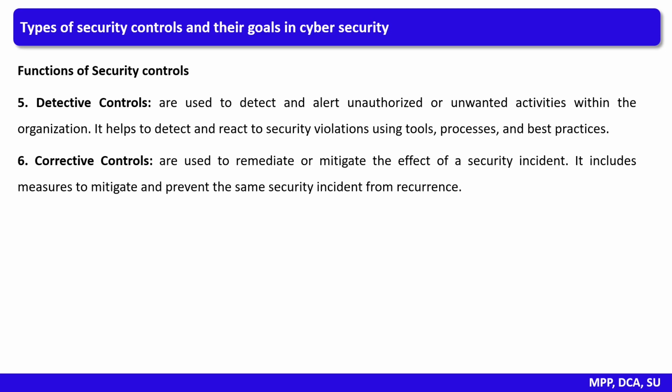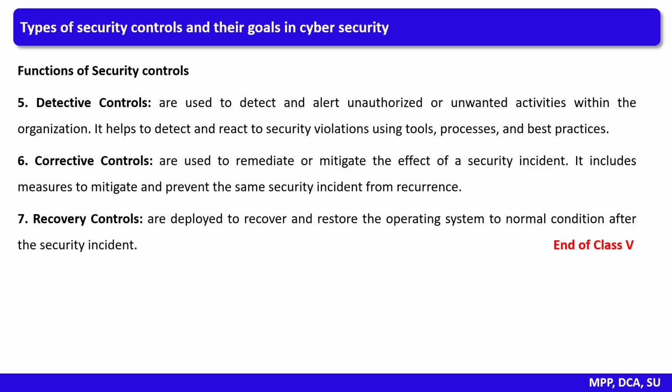Corrective controls. Corrective controls are used to remediate or mitigate the effect of a security incident. They include measures to mitigate and prevent the same security incident from reoccurring. Recovery controls. Recovery controls are deployed to recover and restore the operating system to normal condition after the security incidents. Now, these are the 7 functions of security control.